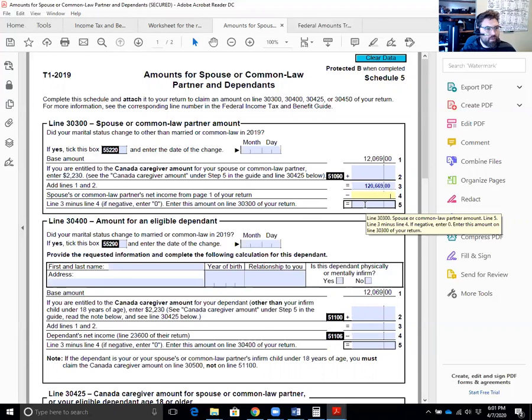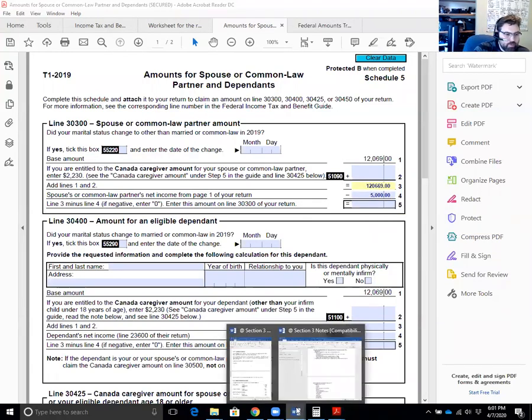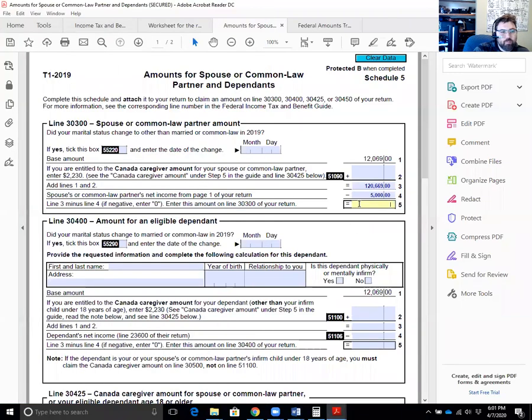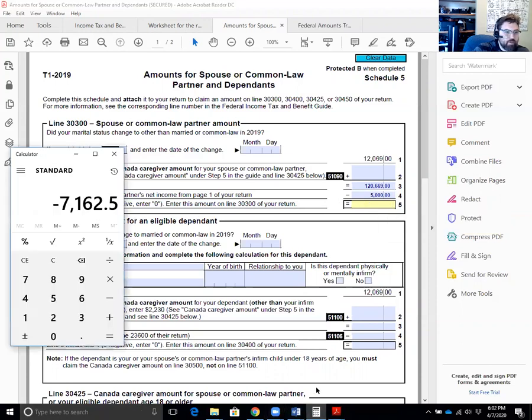The spouse is supposed to put their net income in here. So we've got 5,000 net income. And as you recall, in the question, her net income for tax purposes, as well as taxable income, is $5,000. Okay, so we're supposed to do line 3 minus line 4, and enter this amount of 3,300. So I'll just use my calculator here.